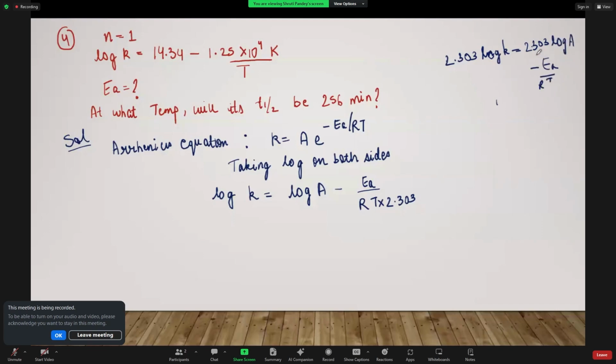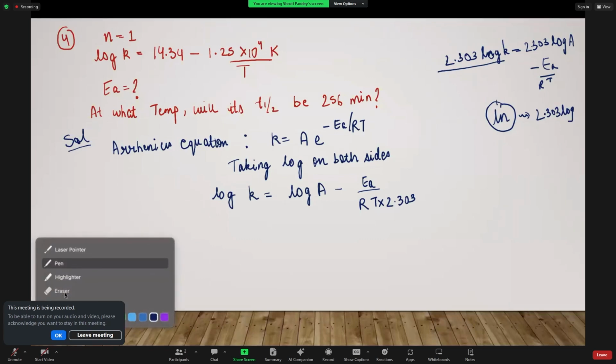ठीक है, आप ln को log में convert करोगे तो ऐसा लगेगा सिंपली। तो आपको क्या करना है, ln की जगह पे आप replace कर दो 2.303 log। ठीक है, फिर when you will divide the whole equation by 2.303, so this will be I mean converted to this form what I have already written. Okay, तो I'll erase this thing.